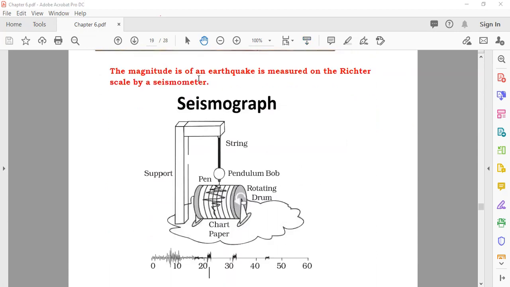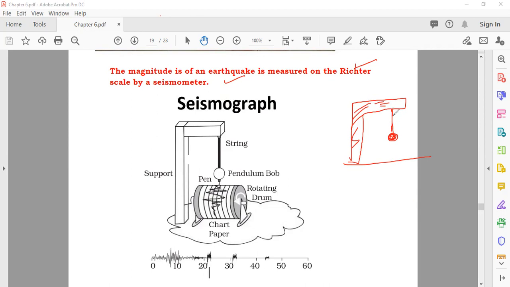After that, the magnitude of an earthquake can be measured by the Richter scale. It is a seismograph. You can see here this one. Now this is the pendulum. Let's say I will make it for you. Here is a pendulum. Pendulum means this can move. When this thing moves, it can move easily.